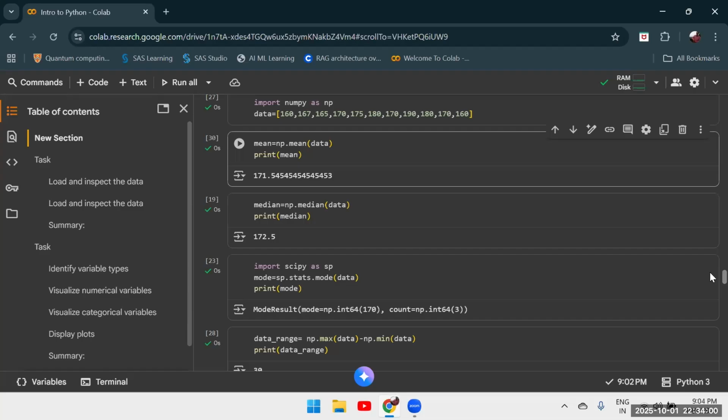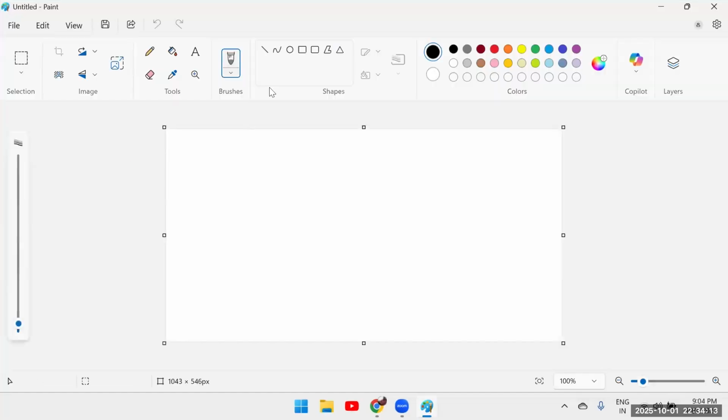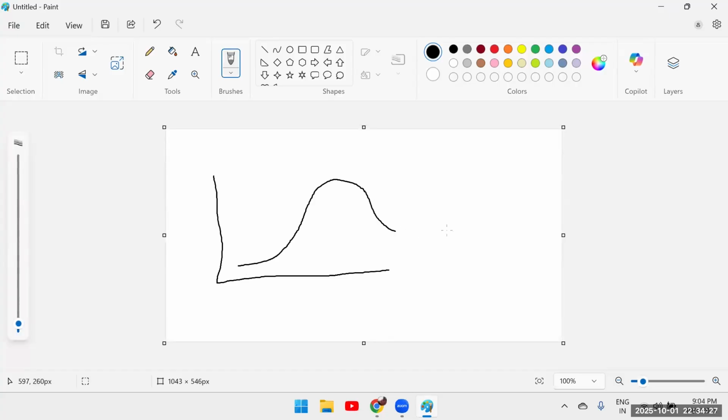Generally, as you know, if it is closer to the mean, it is better. So your mean is 171. Let me take our diagram. So this is your mean. The mean will be here. Yes, this is my mean.